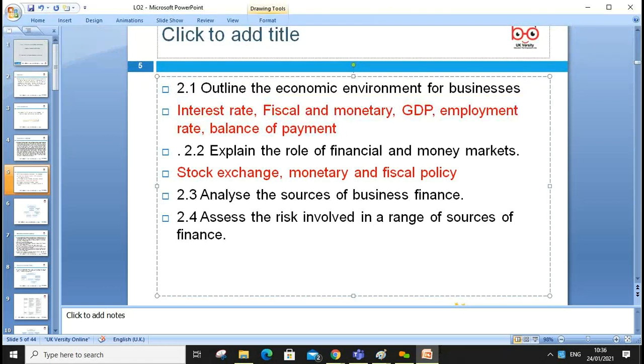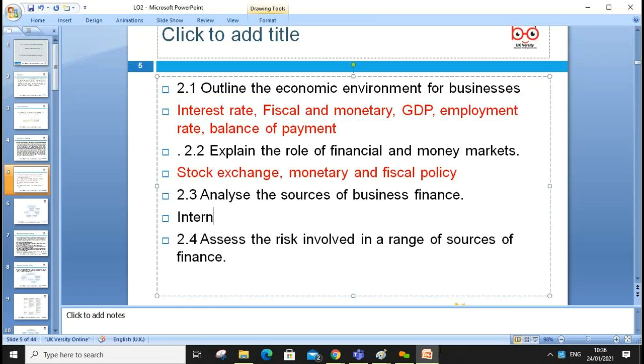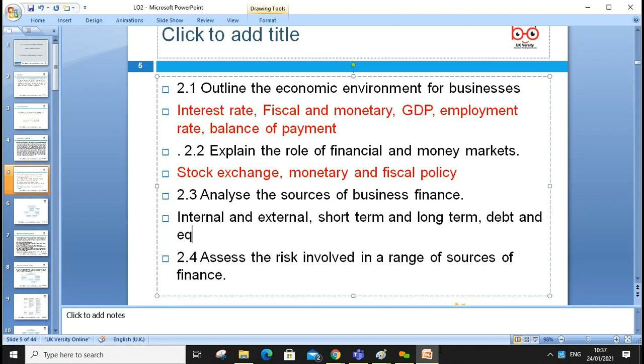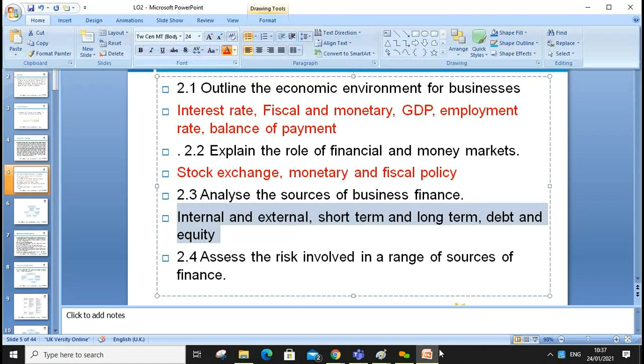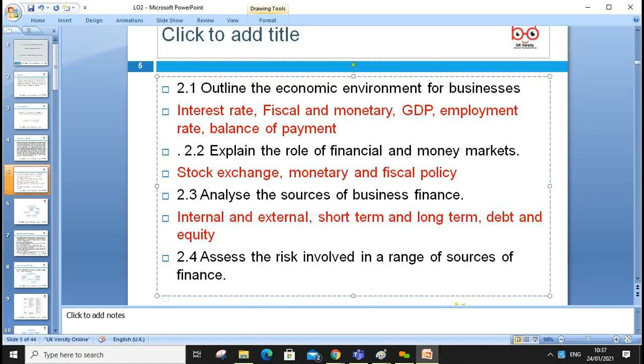Then we have sources of finance. It can be internal and external. It can be short term and long term. It can be debt and equity. Yes, we can categorize them. Each involves risk, which is probability: higher risk, high return.